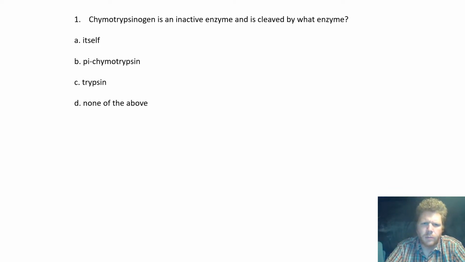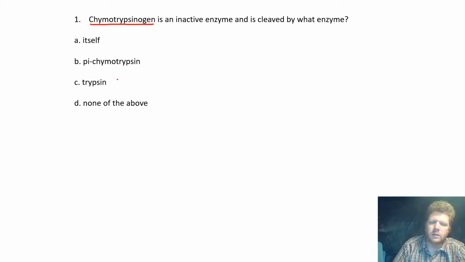This asks about chymotrypsinogen. It's identified as an inactive enzyme and is cleaved by an enzyme. Okay, so chymotrypsinogen is a zymogen, which is an inactive protease. Now that inactive protease has to be acted upon by another protease. Through the process of chymotrypsinogen becoming chymotrypsin, one of the steps is that it stops off at pi chymotrypsin. So what we see here, however, is that this question is asking specifically about chymotrypsinogen.